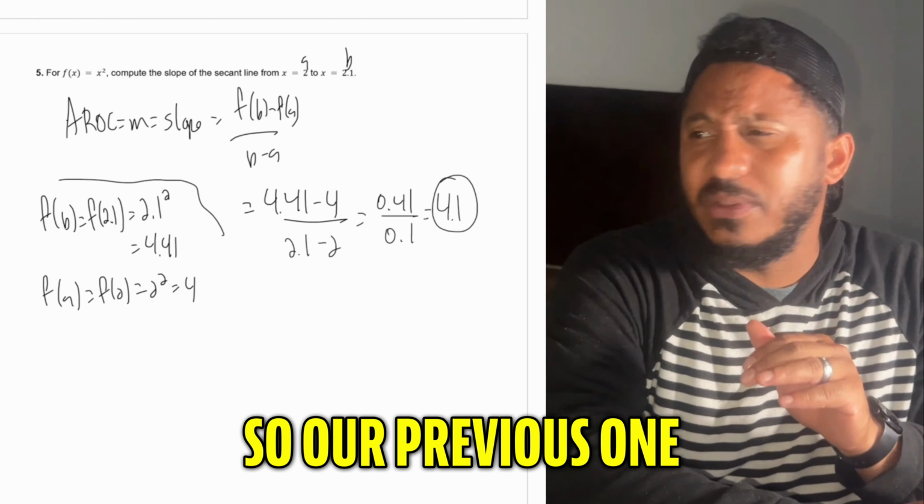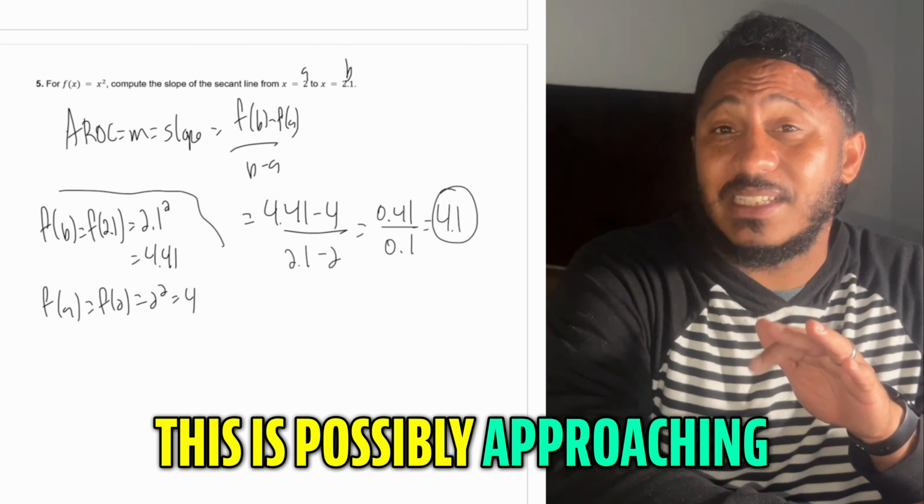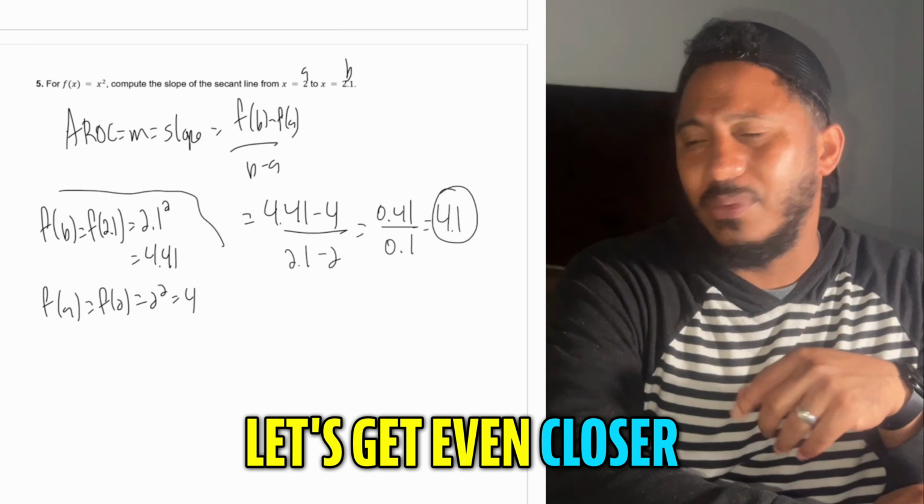All right, so our previous one was 4.5. We got closer, the points got closer, we got 4.1. You might see what this is possibly approaching, like a limit. Well, let's get even closer.